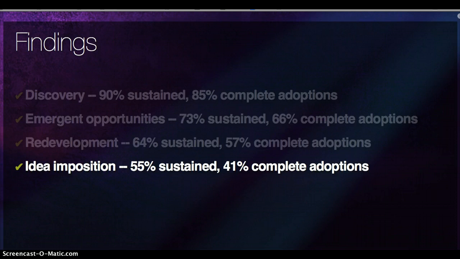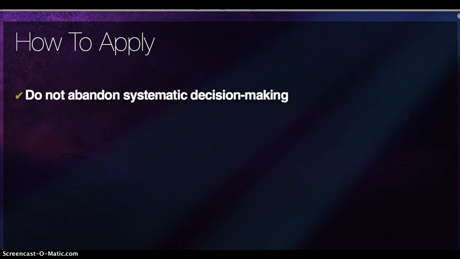And if you're starting out with the solution in mind at the beginning, your success rate is almost half of that of those people going through the discovery decision-making process. So these results are quite significant in my opinion. So how do these apply? Well, I think that you do not want to abandon systematic decision-making.